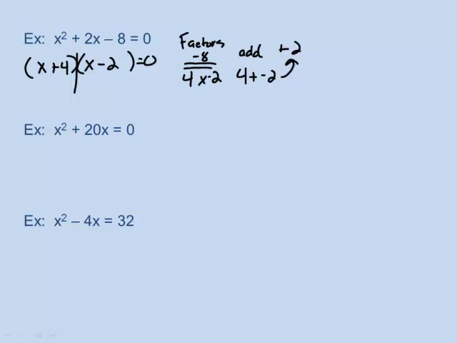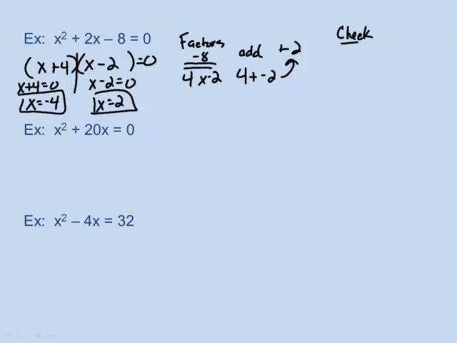Set each factor equal to 0. x plus 4 equals 0, or x equals negative 4 if we subtract 4 from both sides. x minus 2 is equal to 0, or x is equal to a positive 2 if we end up adding 2 to both sides. All right, quick check on this one, and then I'll probably leave the checks to you from here on out.